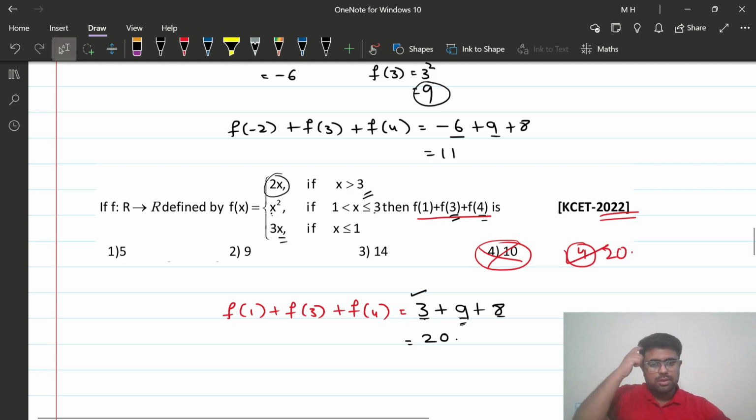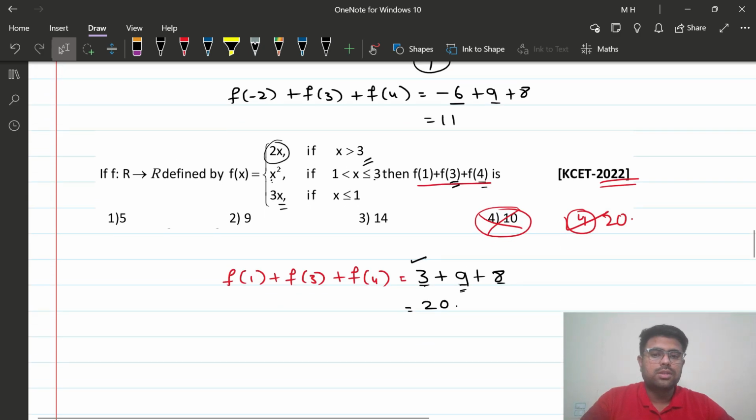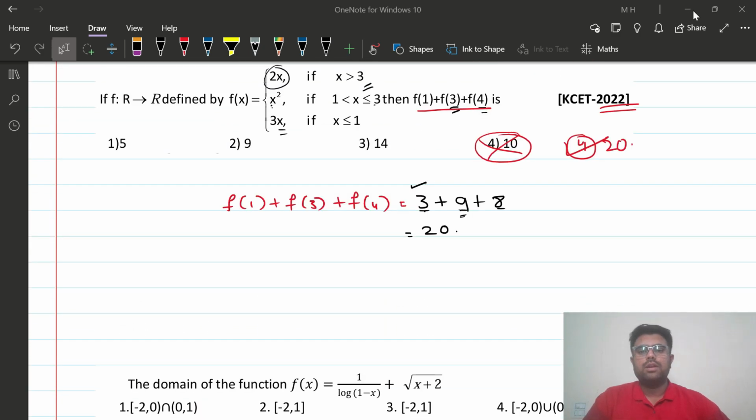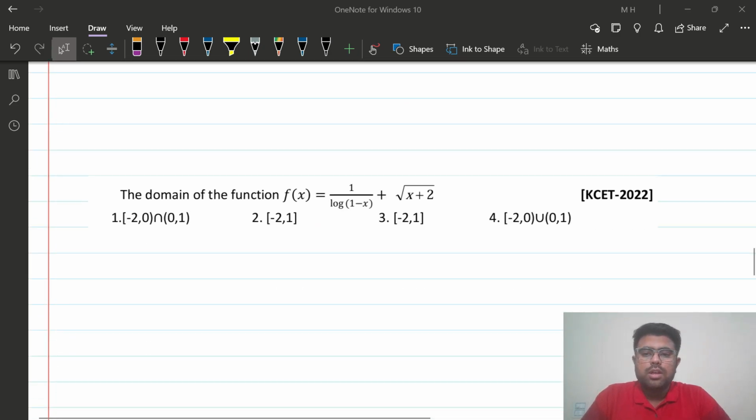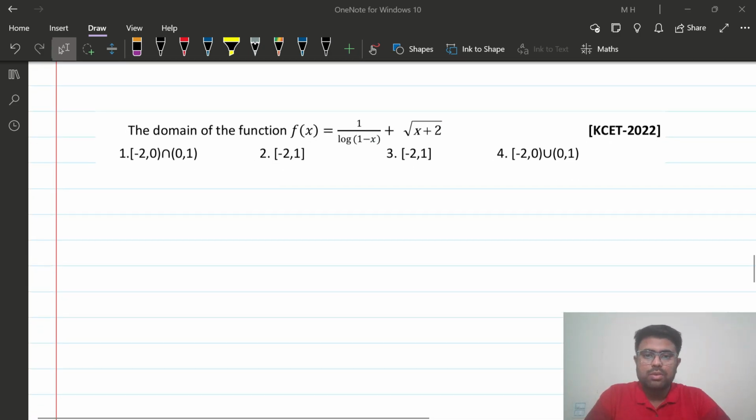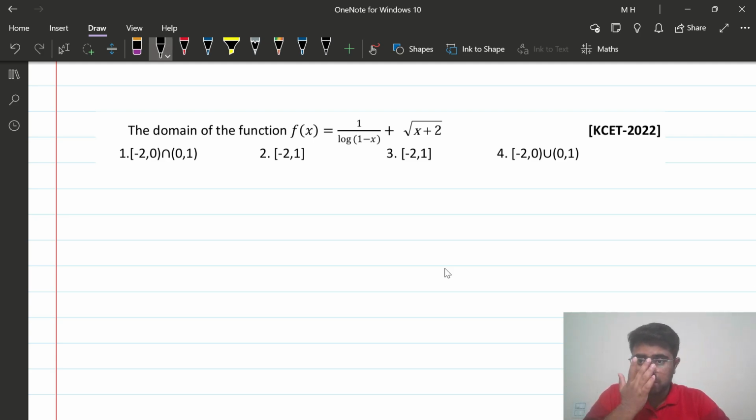Okay, fine. So let us now go to the next question without any delay. The next question says the domain of the function f of x equal to 1 by log of 1 minus x plus root of x plus 2. To find the domain, we have three simple rules. The first one is the function must be defined for all the values of x that we are going to substitute.